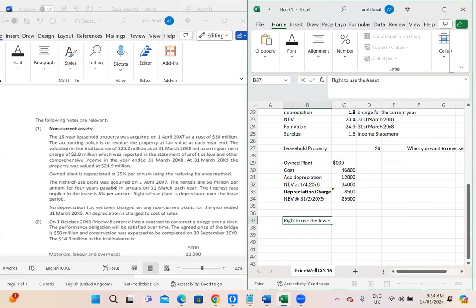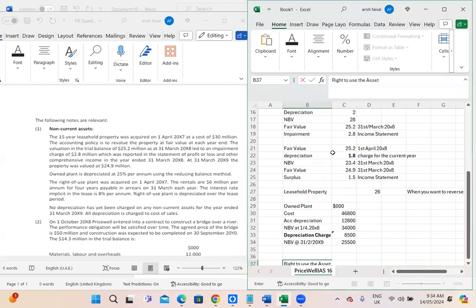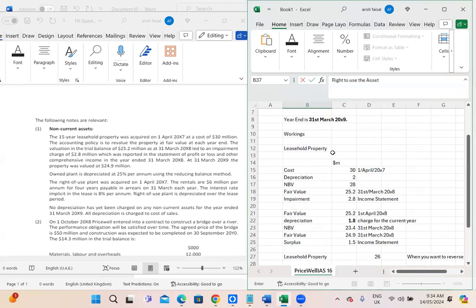So the right of use plant was acquired on 1st of April 2007. So this is again 2 years before your reporting date. Okay. So 2 years before, they entered into a lease agreement. The rentals are 6 million per annum for the 4 years, payable in arrears on 31st of March each year. So you don't have to pay it on 1st of April in advance, but later at the end of the year. The interest rate implicit in the lease was 8%. Right of use plant is depreciated over the lease period.